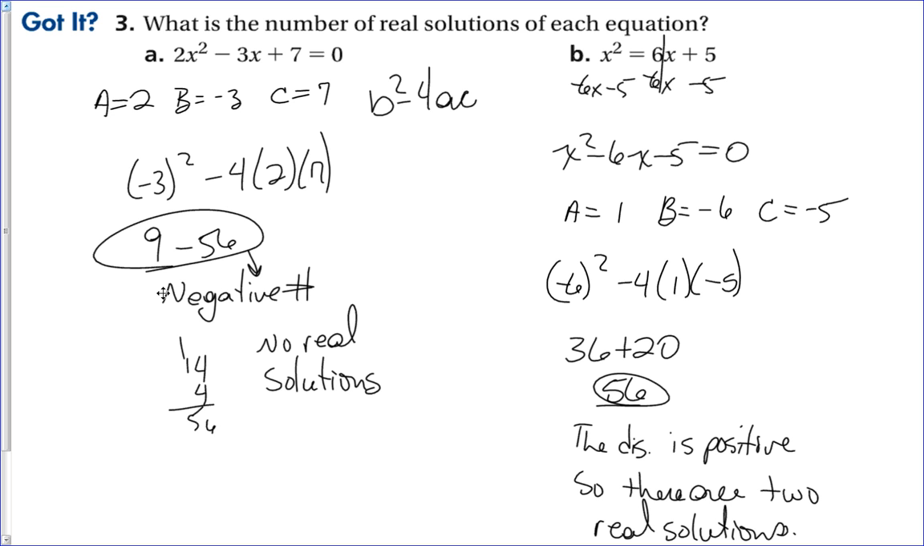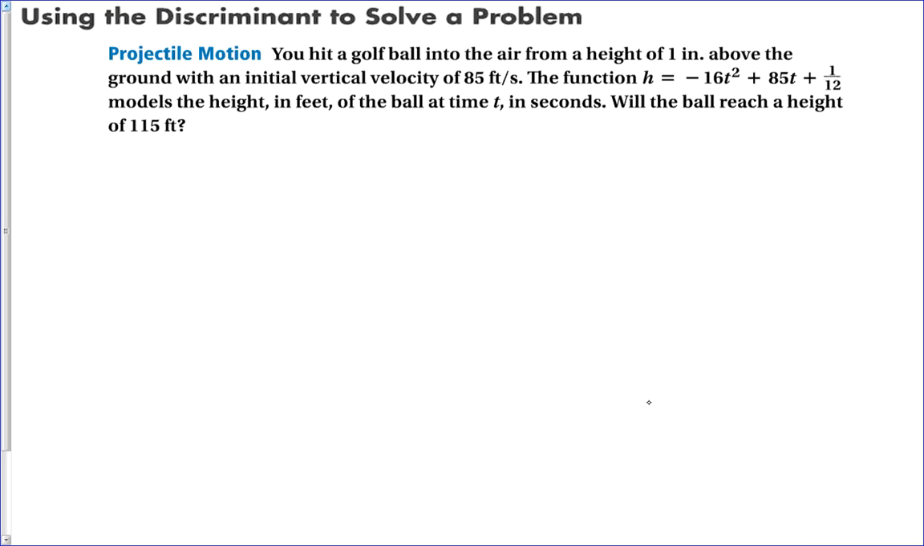So therefore, we know that A is going to have no real solutions, and B is going to have 2 real solutions because the discriminant is positive. All right, moving along. Using the discriminant to solve a problem.